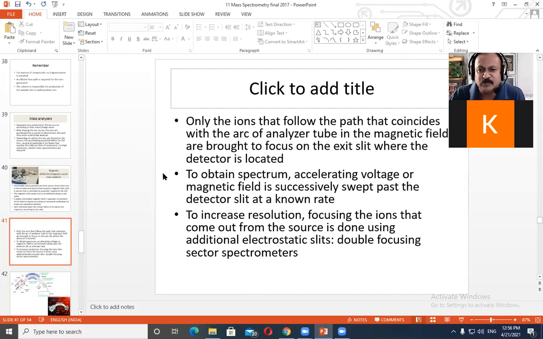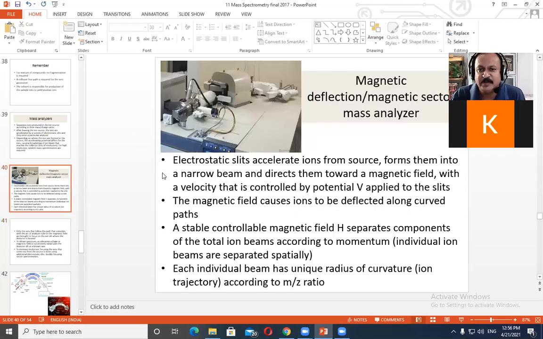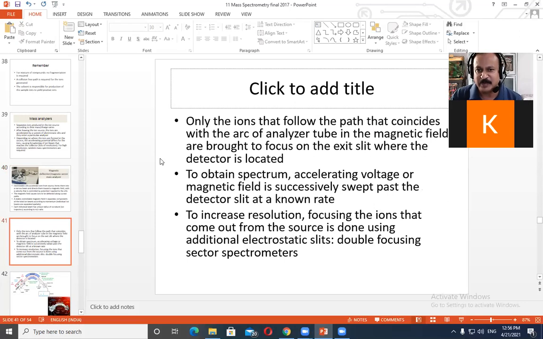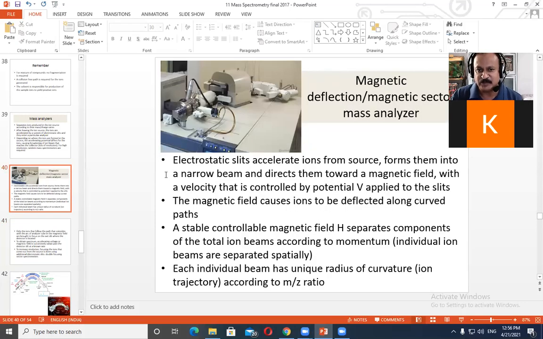We were trying to see how these ions are sorted in the magnetic sector, or magnetic deflection, kind of mass analyzer. Because of the electrostatic lenses, these different types of ion fragments which are generated will be deflected in the field. The positively charged ions and the negatively charged ions will be separated from each other. They will go towards the respective electrodes, positive towards the negative electrode and negative ions towards the positive electrode.